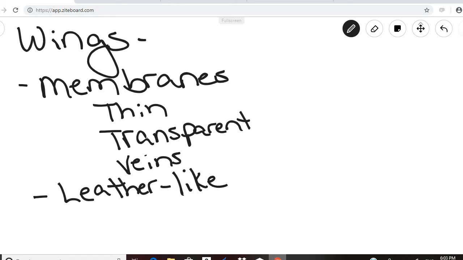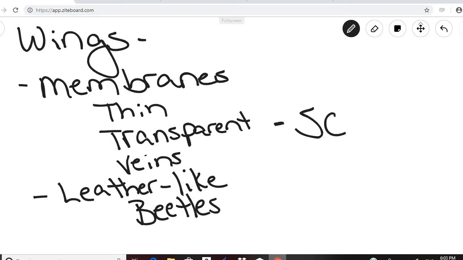And so beetles would be an example of a type of insect that has a leather-like wing. And then there are other insects whose wings are more scaly. So again, depending on the function of those wings, they will look different in different types of insects.